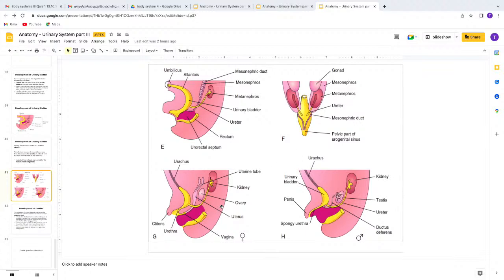And now let's see how we have all this in females and males. And this is the urethra, in which the allantois has degenerated, and we have the urachus. And these are our metanephrons, already developed from the mesonephrons.